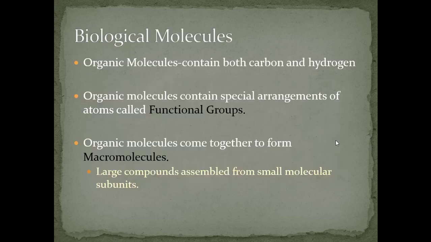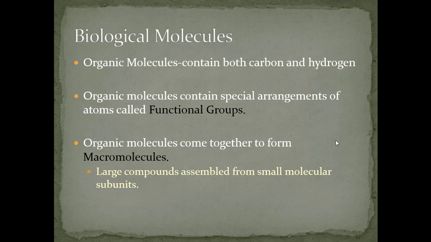Biological molecules. So organic molecules contain both carbon and hydrogen. This is what we refer to when we say organic. So like organic chemistry, that's the type of things you're usually going to be working with in that lab. These molecules contain special arrangements of atoms called functional groups, and these functional groups give those molecules different properties, depending on what they are. An example is a hydroxyl group, so if it's got an extra OH group on there, it tends to want to bond with water more.